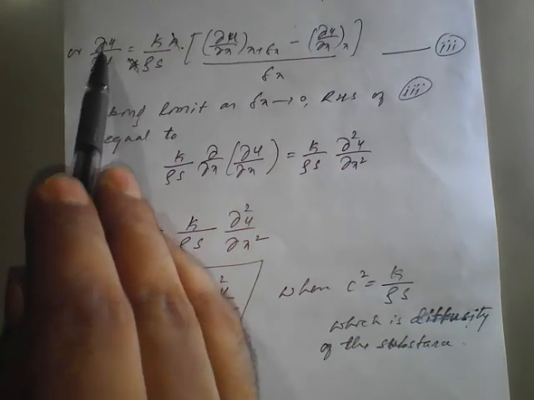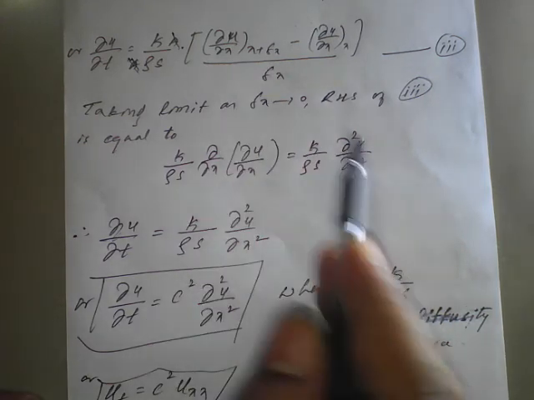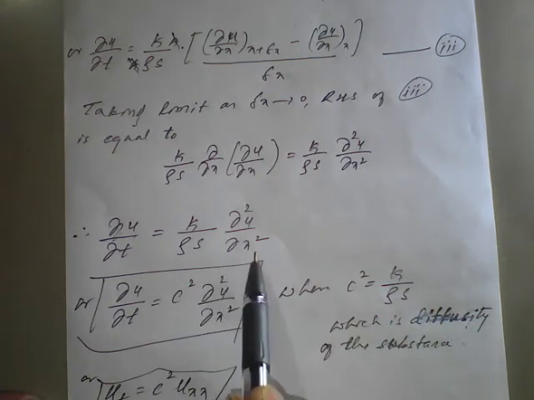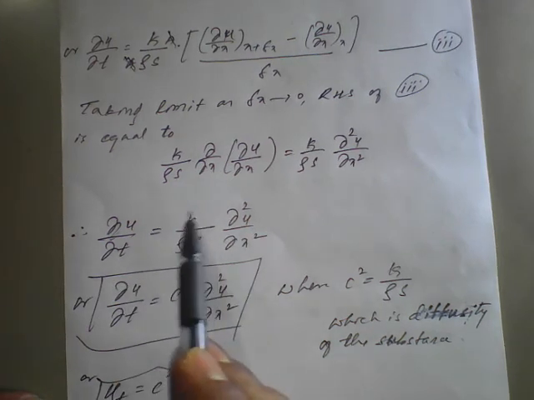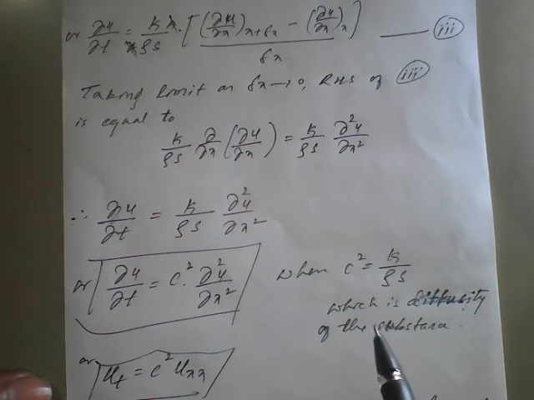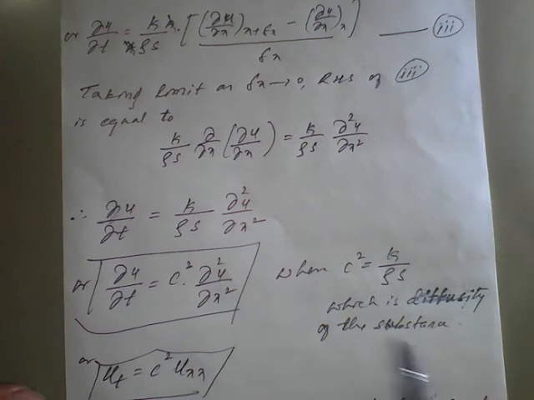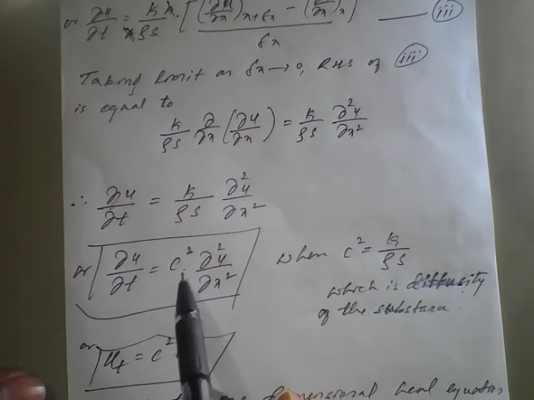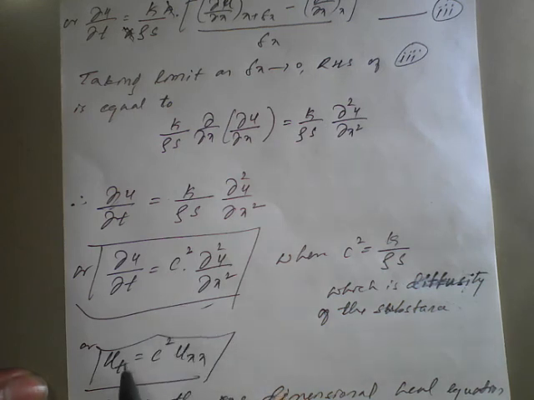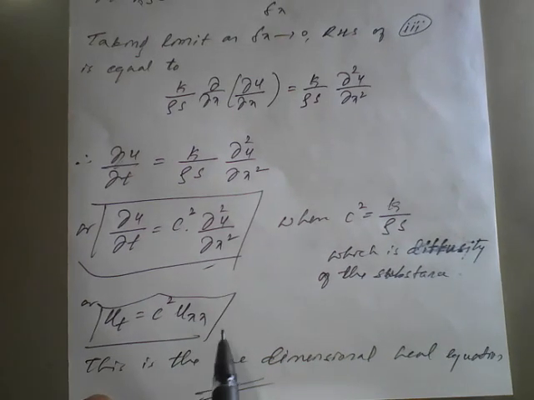So we get dou U by dou t as it is, K by rho S as it is, and dou squared U by dou x squared. This may be written with c squared, where c squared is K upon rho S, the diffusivity of the substance. So this is the heat equation, which can be written notationally as U_t equals c squared U_xx. This is the one-dimensional heat equation.